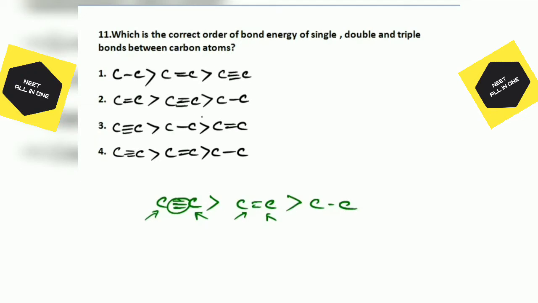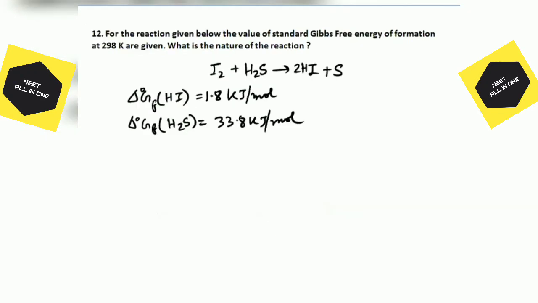So let's see in which option that is given here. That is our option number 4. So for question number 11, option number 4 is correct. So let's see question number 12. Okay, so in question number 12, they have given us the value of Gibbs free energy of formation, right?